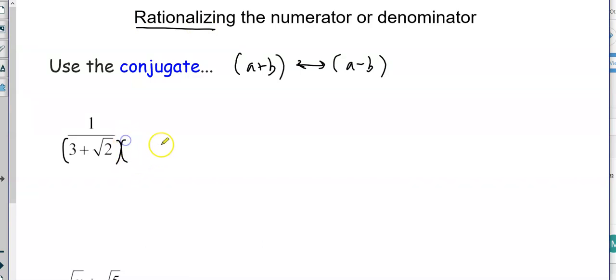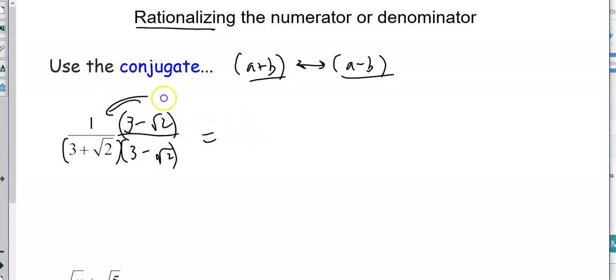So we're going to multiply by the conjugate. And let's see what happens. It's actually kind of neat. So this would be the conjugate. If it's a plus b, the conjugate is a minus b. So a plus b would be 3 plus square root of 2. A minus b would be 3 minus square root of 2. And 3 minus square root of 2. So top and bottom, you're going to multiply by the conjugate. And if you distribute 1, there you get 3 minus square root of 2.